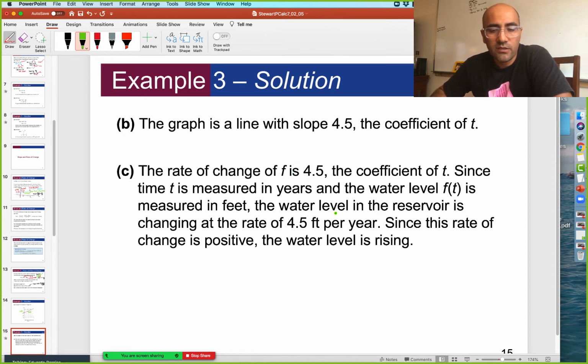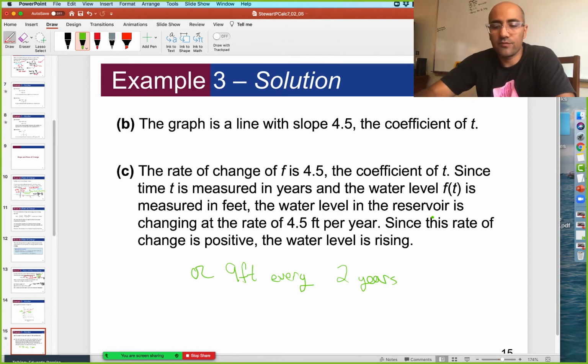Right? Or we can change it. It's nice to leave it as a per year statement. So if you want to leave the decimal, 4.5 feet per year, that sounds like something we can manage. Or we can change it into 9 feet per 2 years, or 9 feet every 2 years would be the other way of describing the same thing. Good. Since the rate of change is positive, it means that the reservoir is rising.